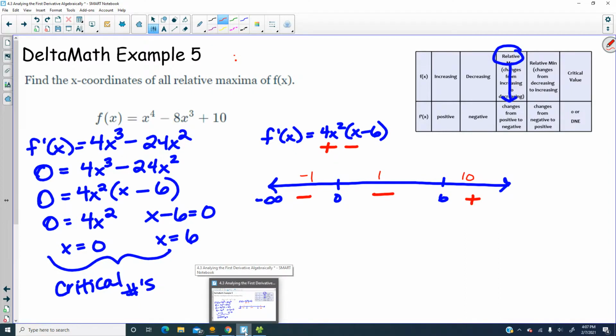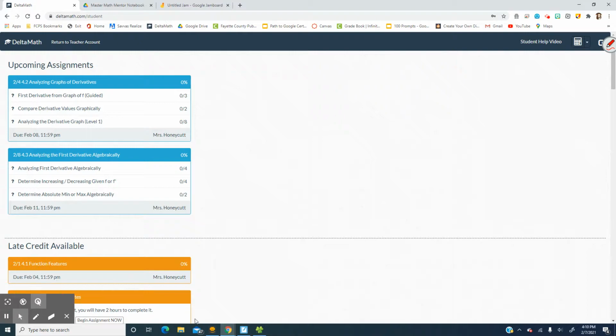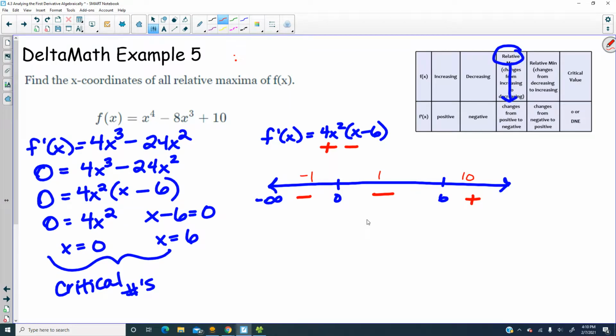So I'm just going to double check my work. Yeah, I just doubted myself for a second because we have a problem with no relative max again, because we are not seeing a change from positive to negative. So we'll say that there is no relative max.